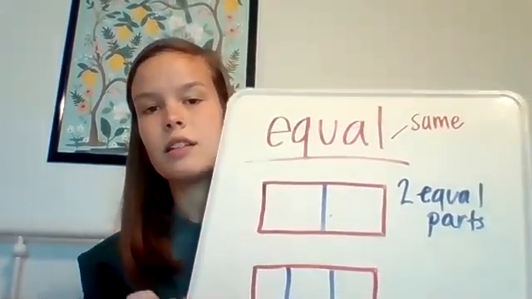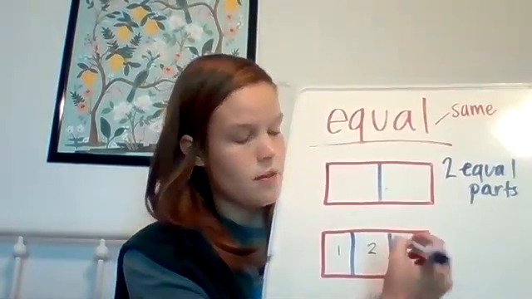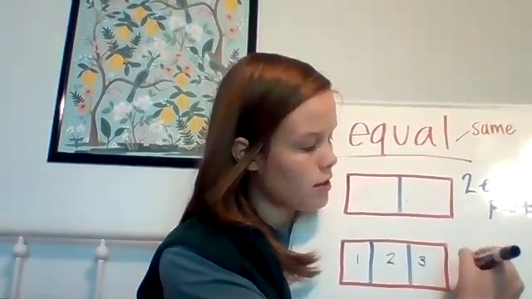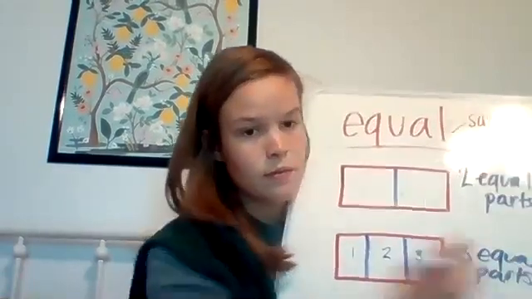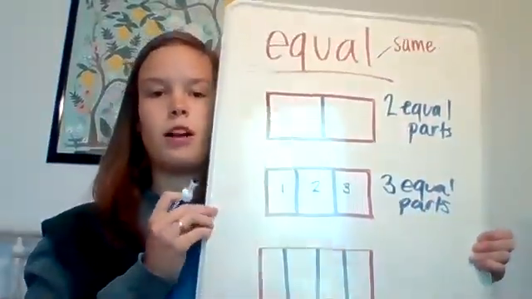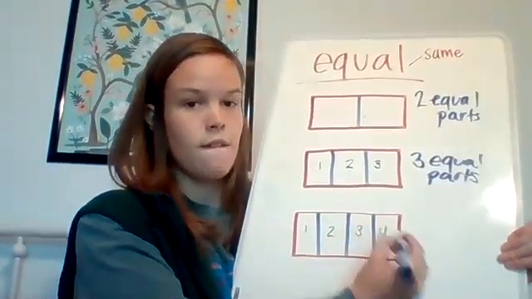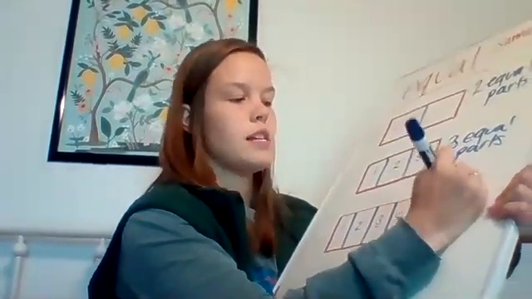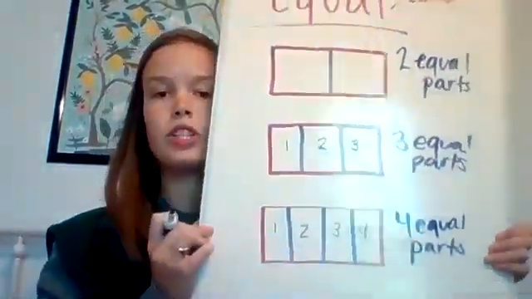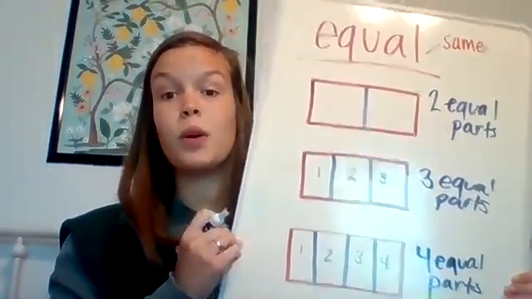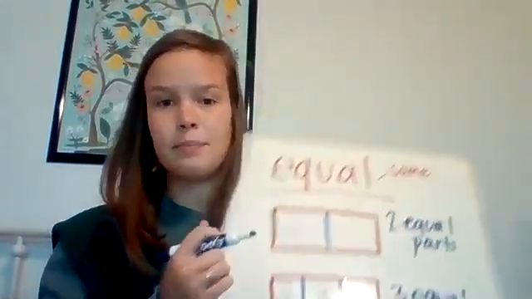Now the next one, how many equal parts do I have there? 1. We have 3 equal parts, and then down here I have 1, 2, 3, 4. Exactly, I have 4 equal parts. So it is possible to shade a shape and cut a shape into more than just 2 equal parts because all 3 of these are the same.